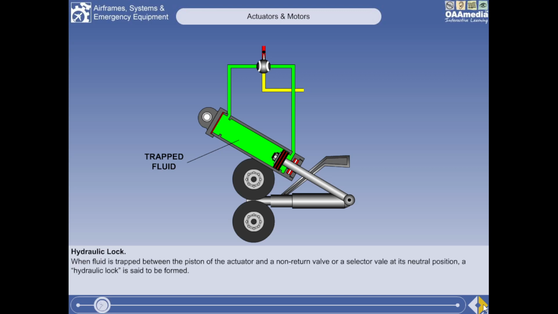When fluid is trapped between the piston of the actuator and a non-return valve, or a selector valve at its neutral position, a hydraulic lock is said to be formed. Because the fluid is incompressible and is unable to flow through the system, the piston cannot move, even if an external load is applied to it, and is therefore locked in its position. In our example, the gear lever has been selected to off. The weight of the gear is now being held by a hydraulic lock.